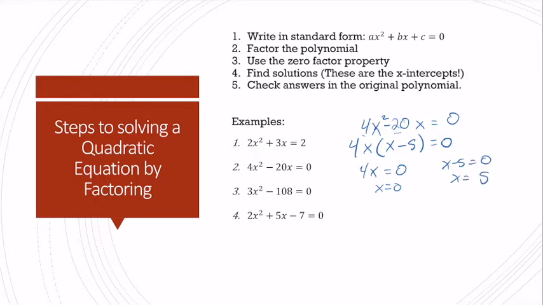I'm going to go ahead and substitute this in to check my solutions. We can see that if x is 0, we are going to get a true statement. So let's look at x equals 5. 4 times 5 squared minus 20 times 5 equals 0. That's going to give me 4 times 25, so 100 minus 100 equals 0. This is a true statement. So our two solutions are x equals 0 and x equals 5.